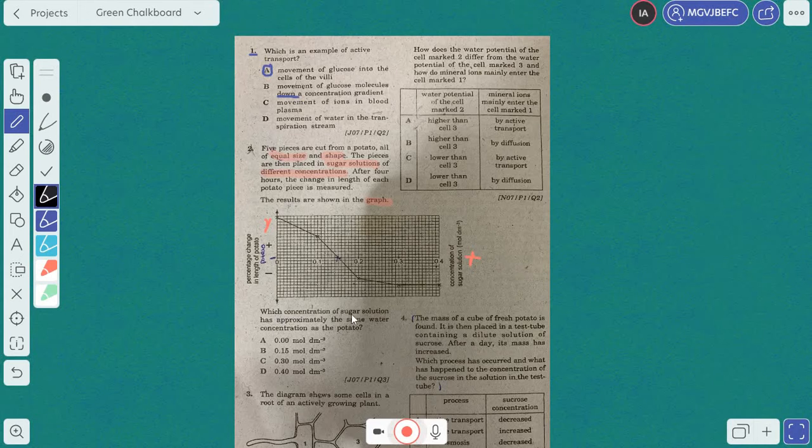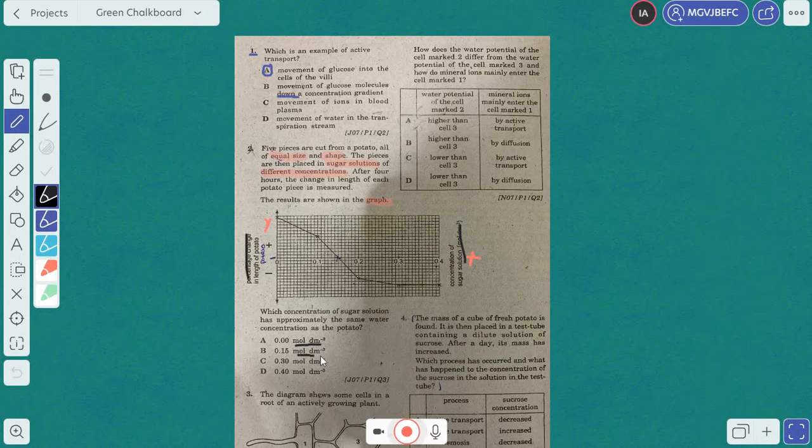So, which concentration of sugar solution has approximately the same concentration as the potato? What does this mean? You can pause the video and read it yourself, but I'm going to explain the meaning of the question. The question means at what concentration is the length of the potato the same, meaning there is no change. When is that point? If you read the question, it says which concentration has approximately, and if you go on further, the answer is in moles per dm cube, right?